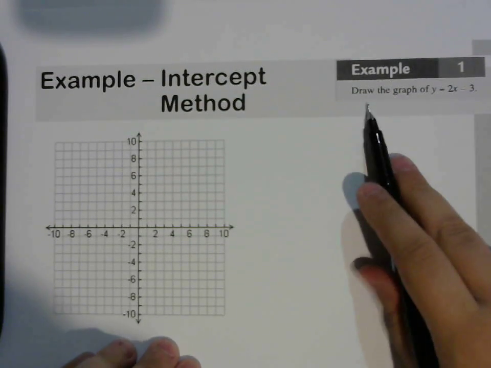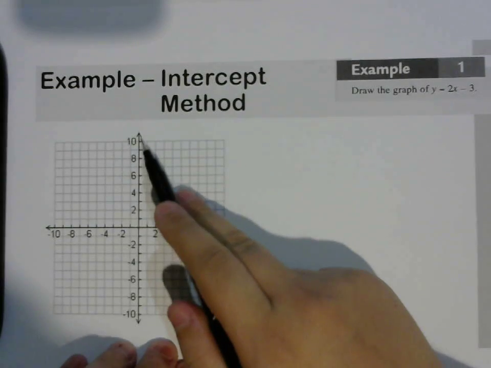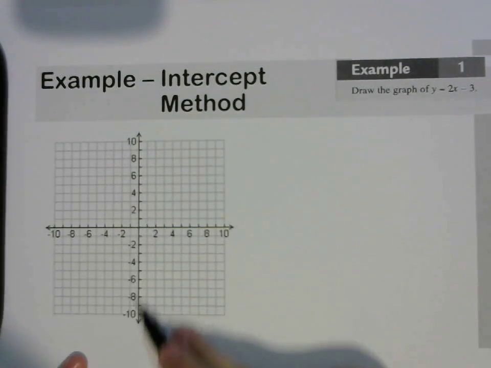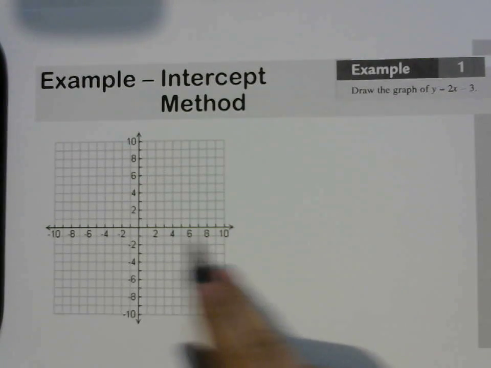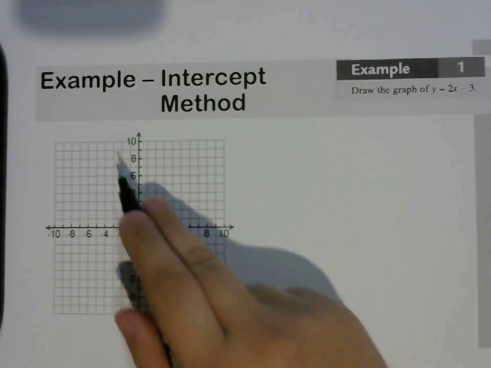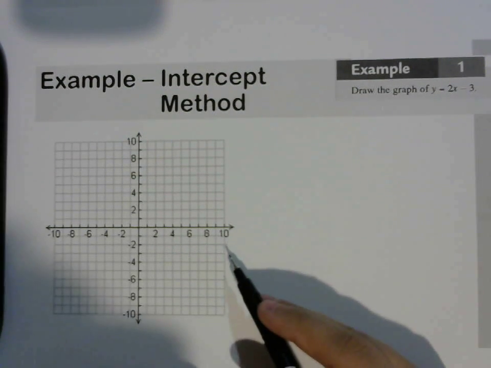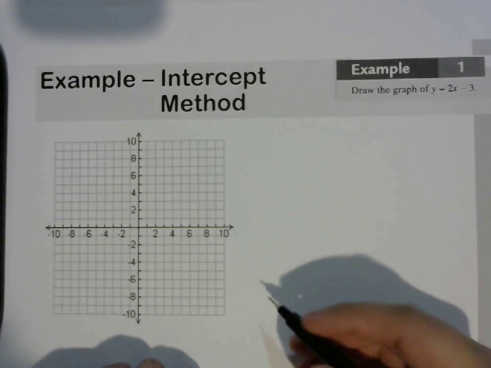Now the intercept method involves us finding the point where our line crosses the y-axis and finding the point where it crosses the x-axis and then connecting the dots. So let's figure out where our intercepts are.